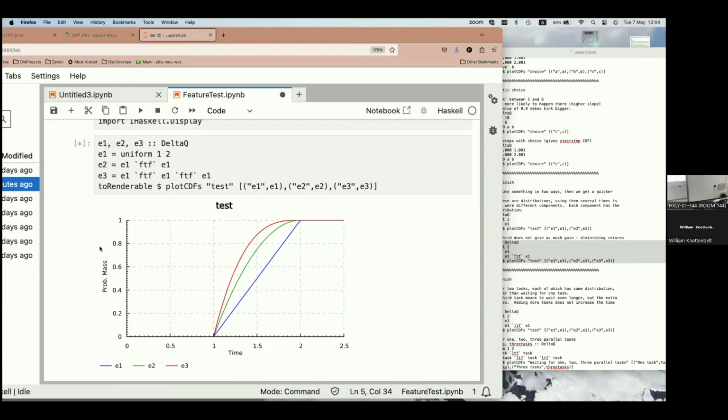Here's another example. The green one is when I have two parallel tasks and I'm waiting for the first. So you can see there's a gain. The gap between the green and the blue is kind of big. But if I now add a third one, I get even more gain, but it's less. There's diminishing returns now. This is assuming they're all independent.